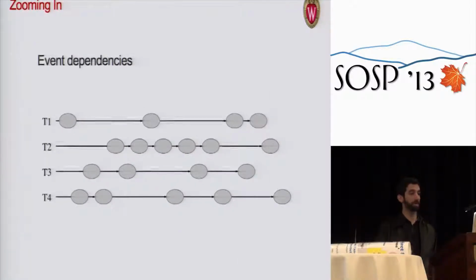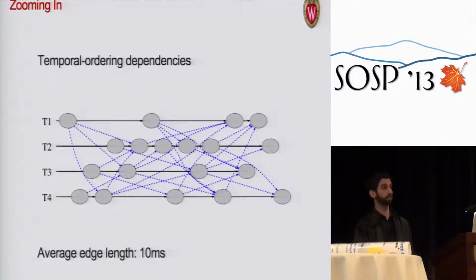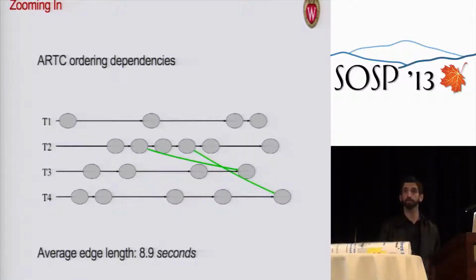So to look at why this happens, we can look at dependency graphs between the different replays. This is a slice of our LevelDB benchmark, a narrow slice of time. Each one of these nodes in this graph is a system call. Each line is a thread. For temporal ordering, we end up with this set of edges, which looks kind of dense. What actually matters, however, is not the density, but rather the length of these edges in the x-axis. For temporal ordering, we have an average edge length here of about 10 milliseconds, whereas in comparison, our ARTC dependency edges have an average length of nearly 9 seconds.